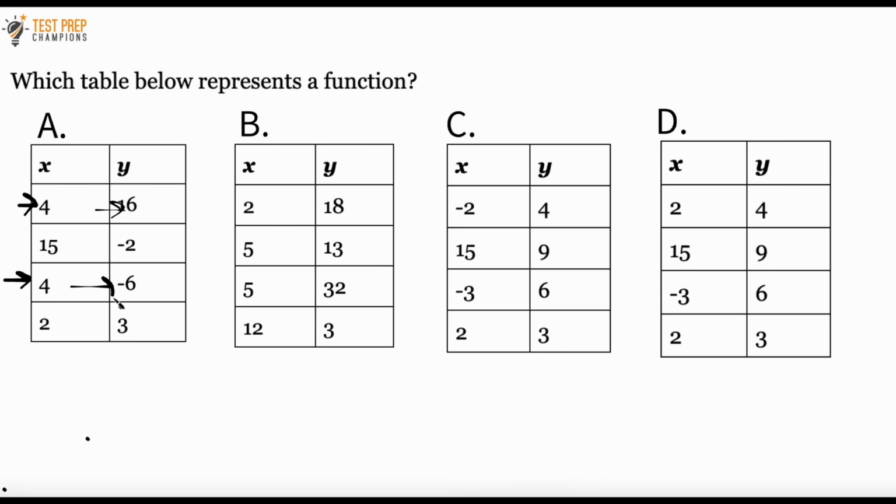So A is not a function because a function has exactly one output for each input. So we'll take A out here. So let's look at B.